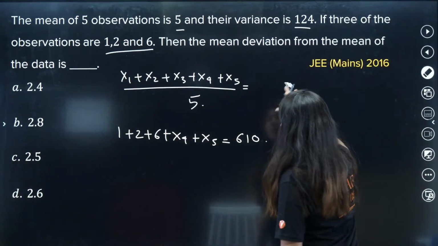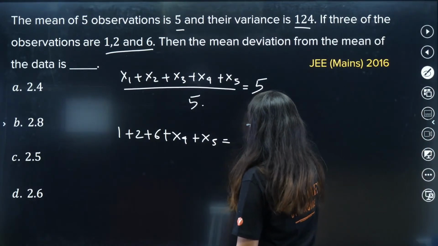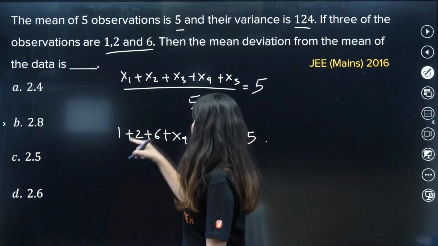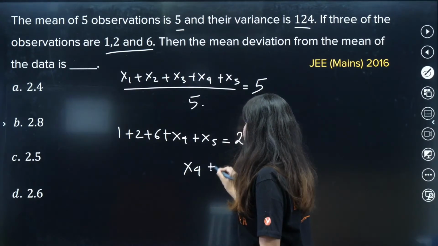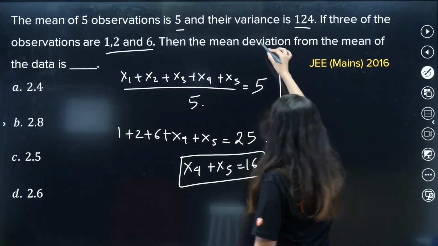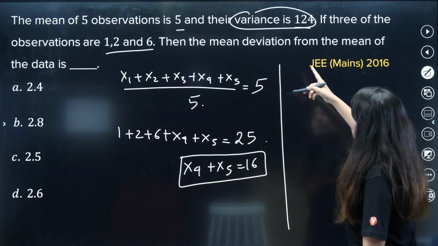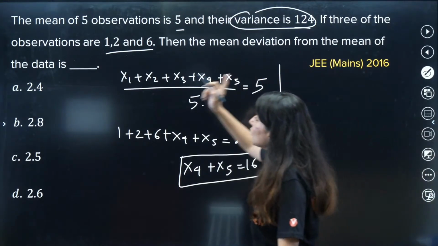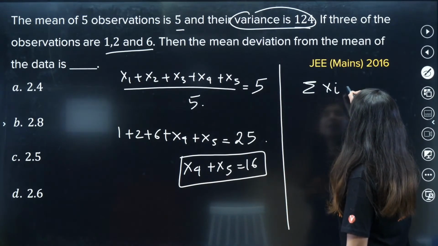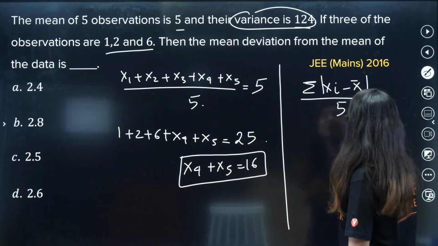Mean of 5 observations is 5, so 5 fives are 25. So basically x4 plus x5 would be 16. By the way, the variance is 124, so basically we don't need this information. Why? Because the question says, then the mean deviation from the mean of the data is. So basically what we need to calculate is sigma mod of xi minus x bar, upon how many observations? 5.